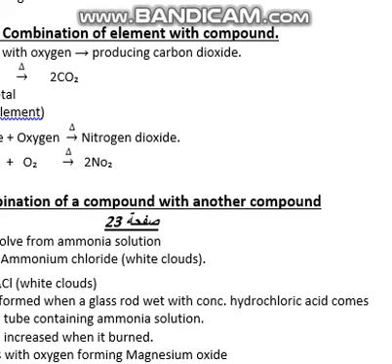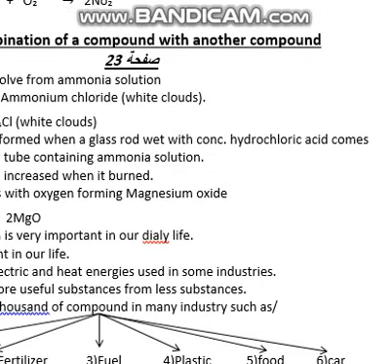carbon monoxide with oxygen produces carbon dioxide. 2CO plus O2 produces 2CO2. This is the balanced equation. Okay. Another example, nitrogen monoxide plus oxygen produces nitrogen dioxide: 2NO plus O2 produces 2NO2. And the combination of a compound with another compound, the last one: ammonia gas evolved from ammonia solution combines with hydrochloric acid and produces ammonium chloride.